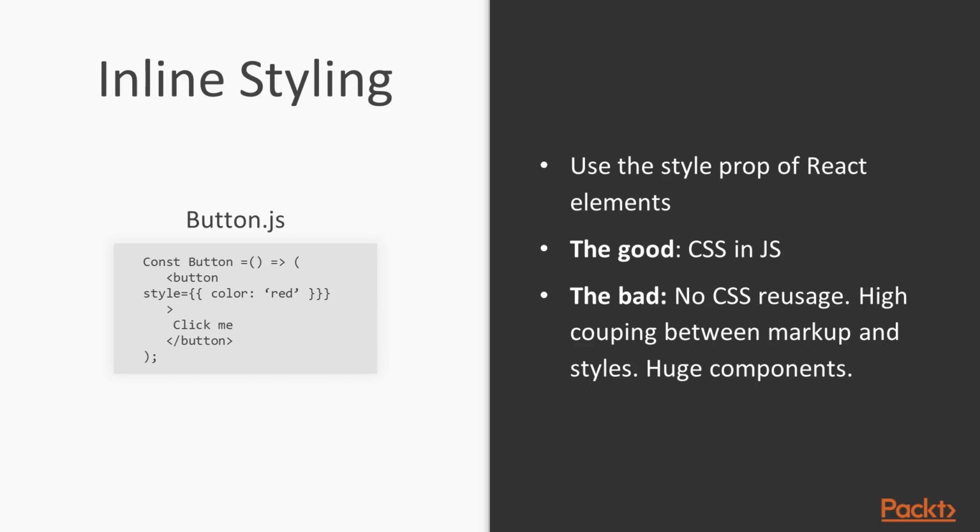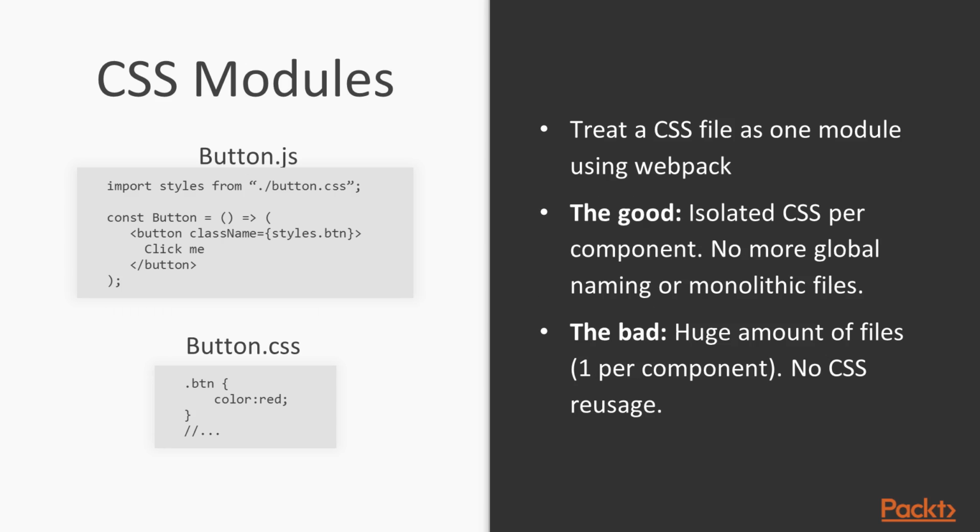First is that you can't reuse CSS, or at least it would be quite difficult to do it. We will also have high coupling between markups and styles. This basically means that we have everything all together. This means that having your styles with your components can make your code quite robust. And also will make your components huge, because in this case we're just adding some red color. But imagine you need to add 8 or 10 different CSS properties. You will have at least 8 or 10 lines just for CSS on your component. That's not pretty neat.